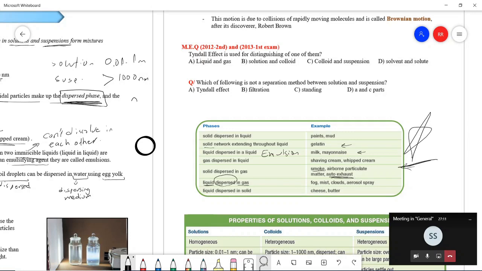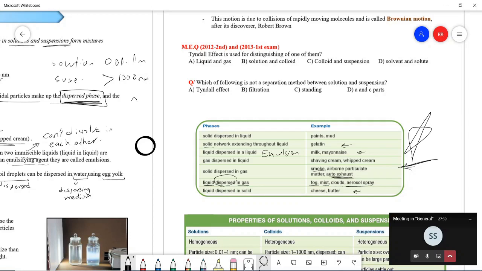They are only dispersed. Only dispersed. Like what? Like fog, mist, clouds, aerosol spray. So they are liquid dispersed in gas. That's why these are colloids. They never become solutions. Liquid in gas never becomes solution. Liquid dispersed in solid, like cheese and butter.